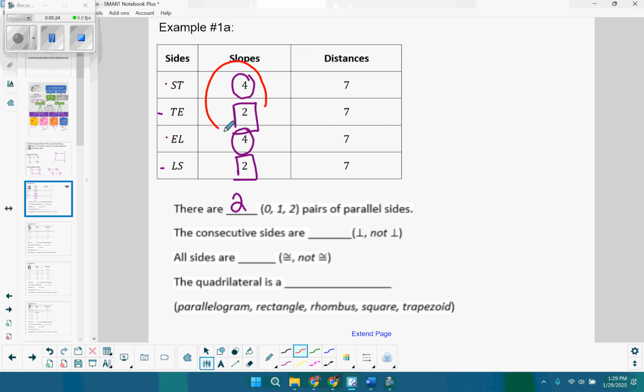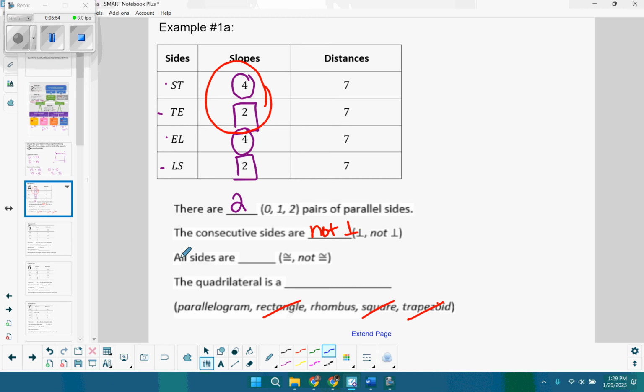So consecutive are one right after the other, the 4 and the 2. I'm looking to see if these numbers are opposite sign reciprocals. They are not. So we're going to say not perpendicular. No right angles. So we can cross off rectangle, we can cross off square because both of those have right angles in them. And we can get rid of trapezoid because we had two pairs.